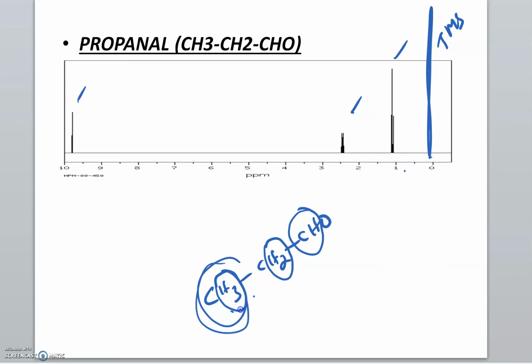But the CH3 group is nearby this CH2 group, 2 hydrogens near. Therefore, according to the n+1 rule, it's split into 3. Therefore, we get a triplet here, 1, 2, 3 type, in the ratio 1:2:1 according to Pascal's triangle.